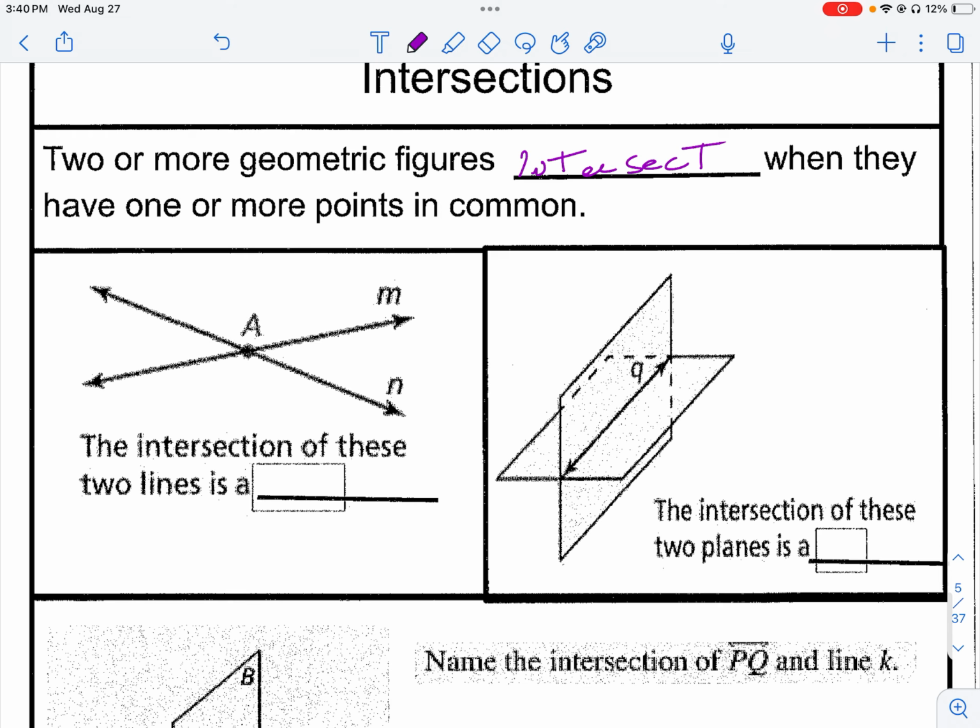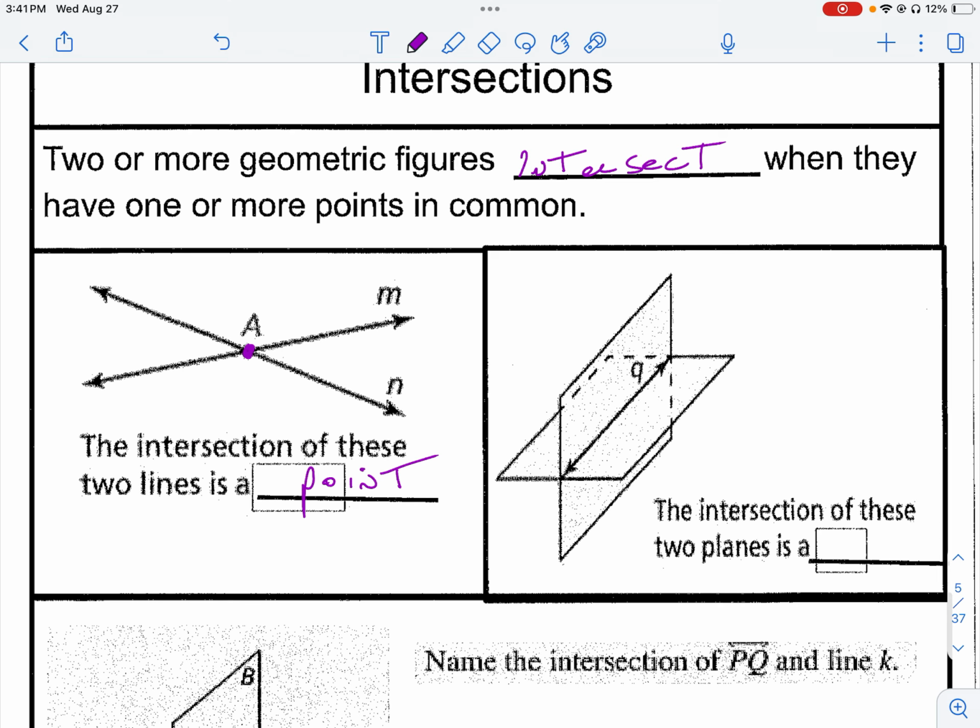Well, here we have 2 lines, line M and line N, and they're touching each other at point A. The intersection of these 2 lines is a point. And the intersection of any 2 lines is always going to be a point.